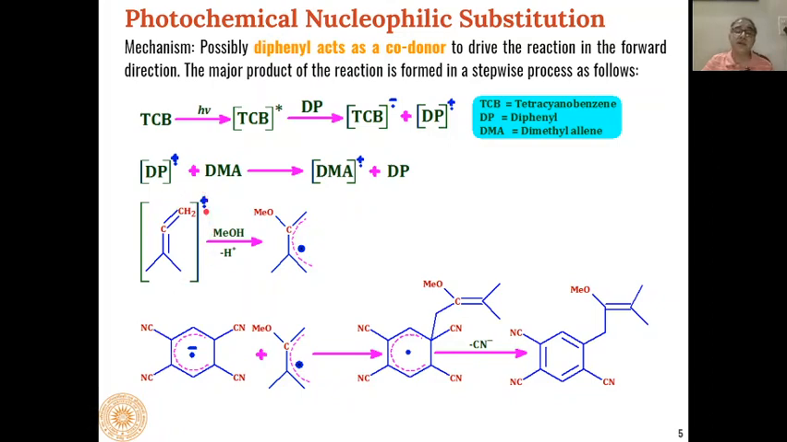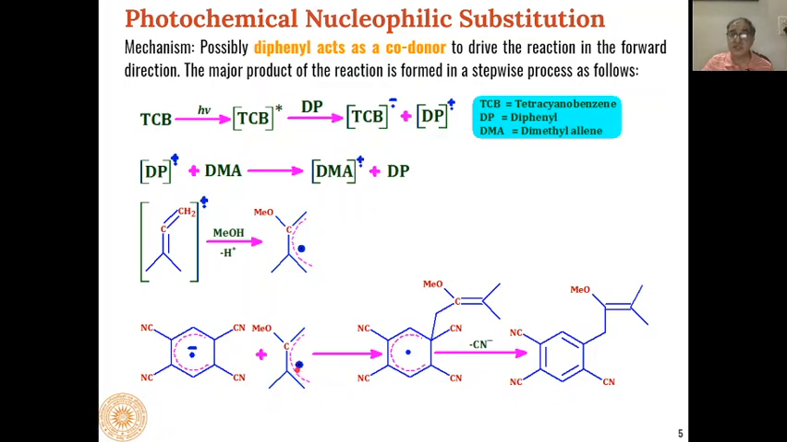This dimethylallene radical cation then reacts with the solvent, that is methanol, and with the elimination of a proton, this is converted into this type of radical. Then this radical reacts with the tetracyanobenzene radical anion formed in the first step, like this.